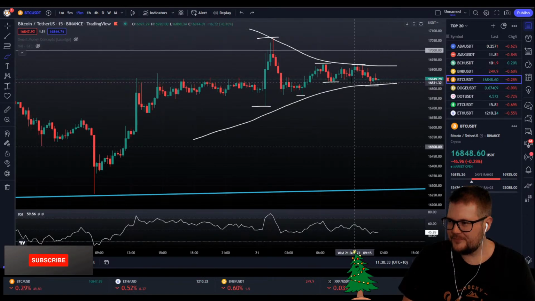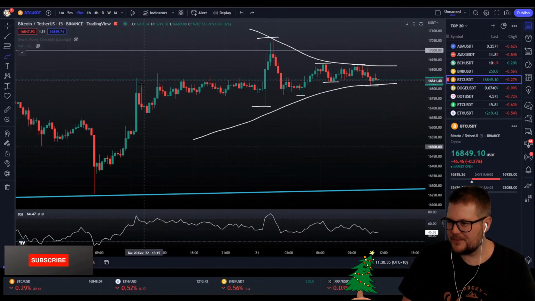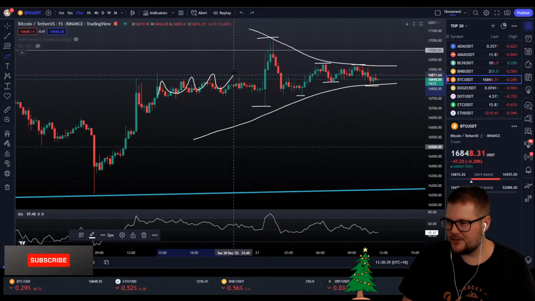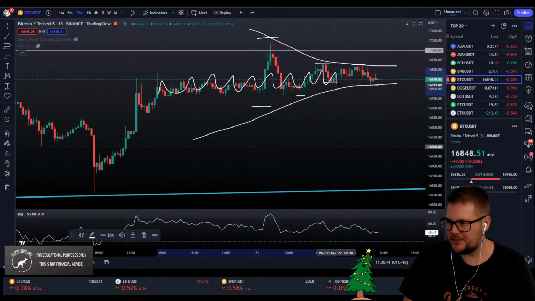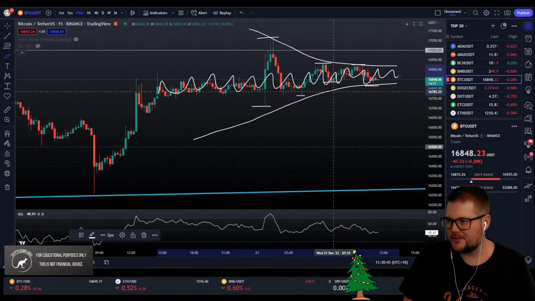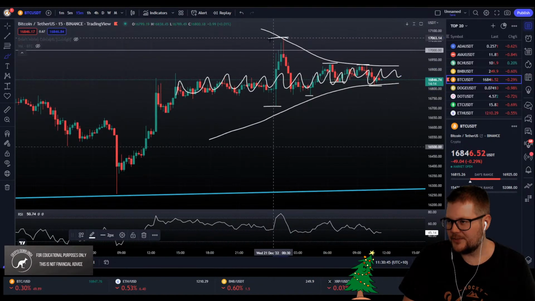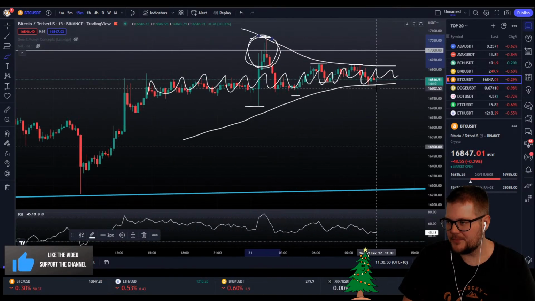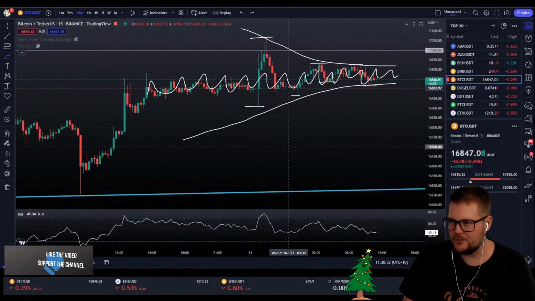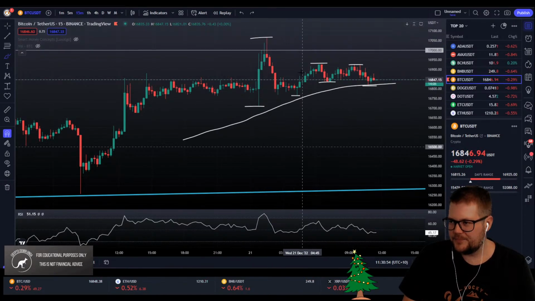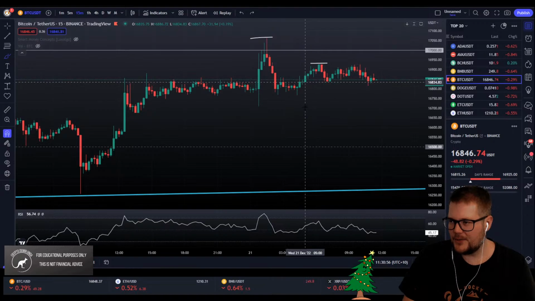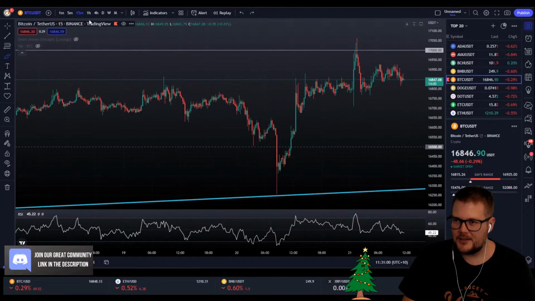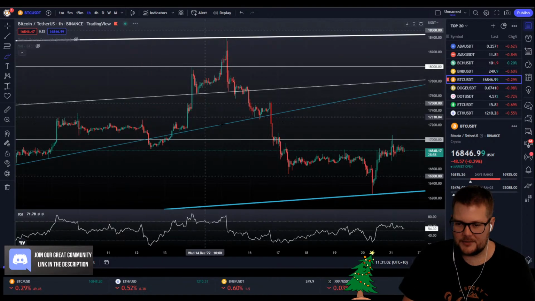Yeah, it looks like it is trying to build some kind of support. There's a lot of action coming through this range here, with the exception of this little move outside of that, but maybe that was a premature move. Either way, that's pretty much what I'm looking at right now. Let me go to the 1 hour.